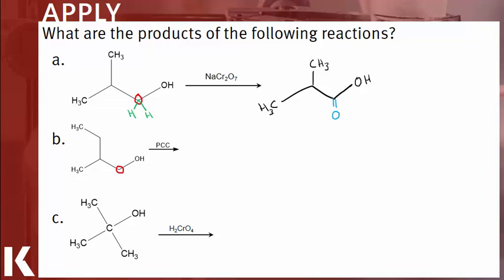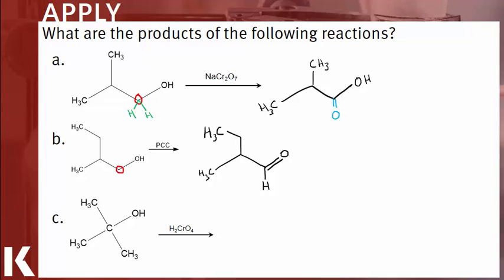Pyridinium chlorochromate is a weak oxidizing agent, so unlike strong oxidizing agents seen in A that created two extra bonds to oxygen, PCC is only capable of breaking one carbon-hydrogen bond and creating one bond to oxygen. The alcohol would be oxidized into an aldehyde, and the result would therefore be 2-methylbutanal.